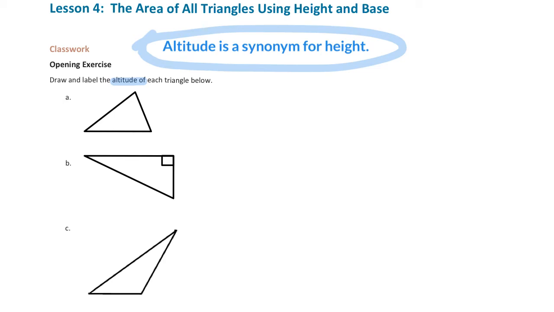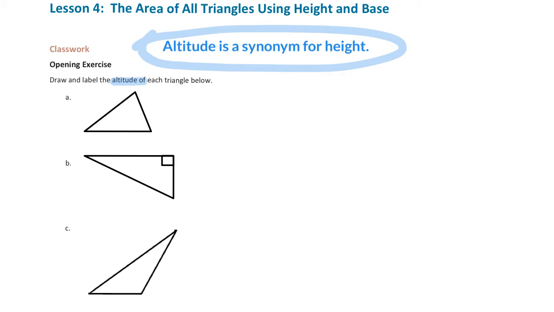Today we're doing lesson 4 in module 5. This one still works on finding area of triangles, so you will find a lot of this review. On the opening exercise, it asks you to draw the altitude of the triangles.